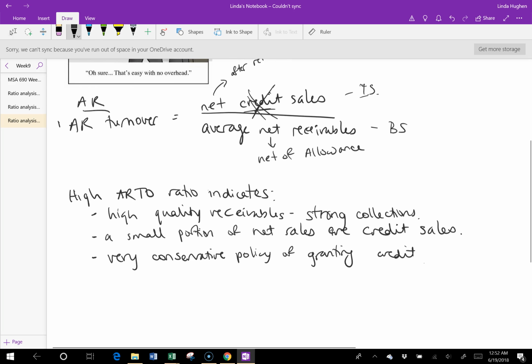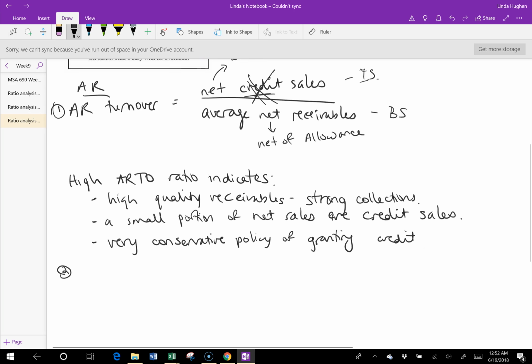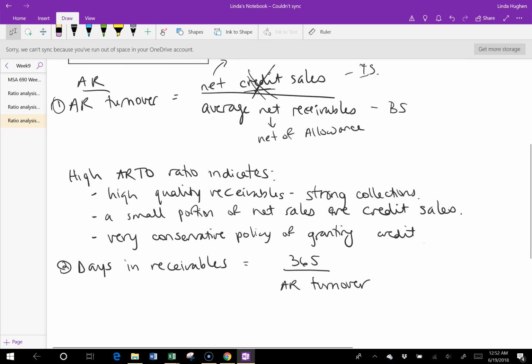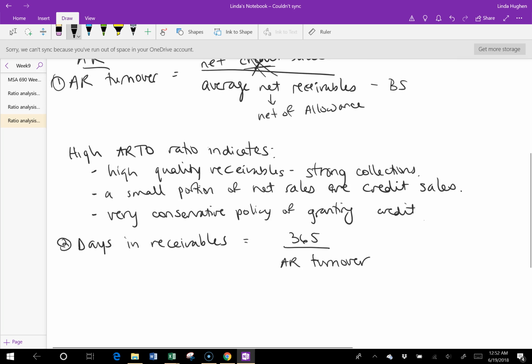A second measure of the quality of accounts receivable simply takes 365, the number of days in the year, and divides it by the accounts receivable turnover. This is assuming that we are doing our ratio analysis on an annual basis. We call this the days in receivables. And it is simply 365 divided by our accounts receivable turnover. And again, all this does is change the answer from our accounts receivable turnover into a number that we can make a little bit more sense of.